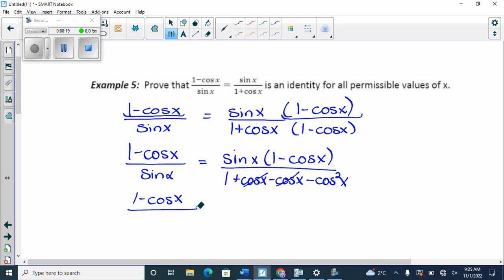over sine x. You want to know another thing that goes wrong in proofs? You drop the x's off, or you drop the thetas off, and you just have sines and cosines all over the place. Okay? Remember, it's not cosine unless it has an x. It's not sine unless it has an x. And here we have sine x times 1 minus cos x. And 1 minus cos squared x can be replaced with sine squared x.